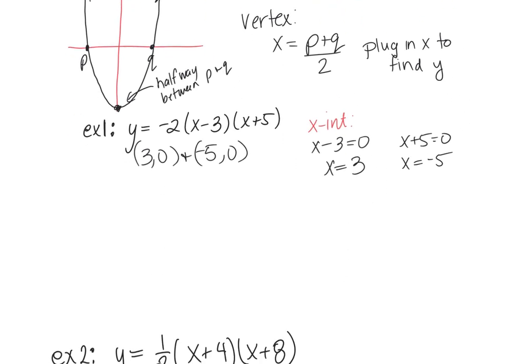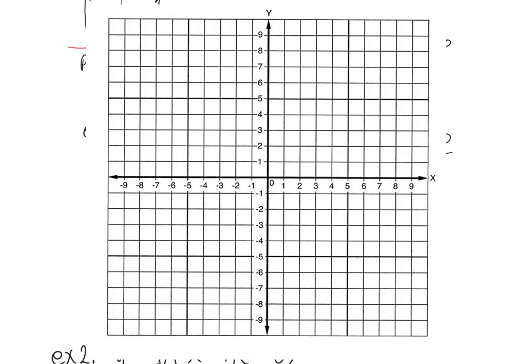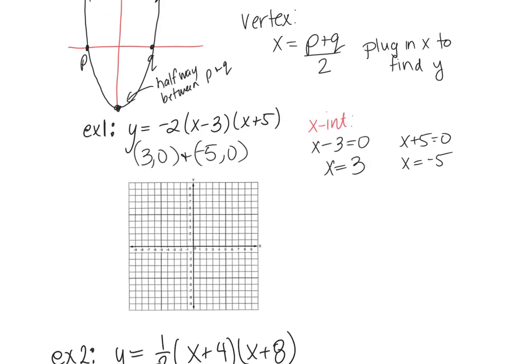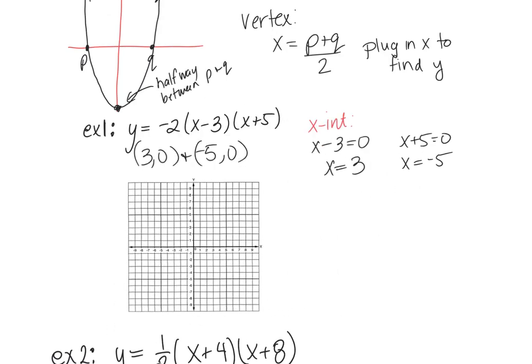And when we put this on a coordinate plane, we have positive 3 and negative 5, okay? And it looks to me like my middle is about there at negative 1. Doesn't that look right? 1, 2, 3, 4 on that side, 1, 2, 3, 4 on this side.